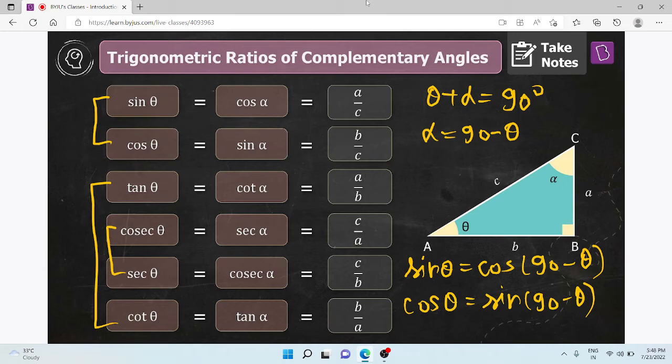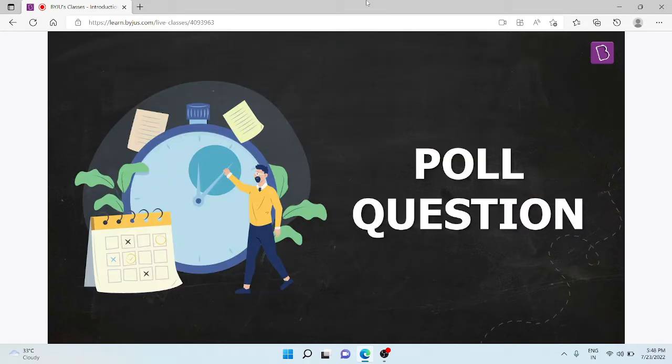Okay, so students, let's solve some questions from this topic. Our first question is a poll question. Students, it's time for all of you to solve a question by yourself. Solve this question quickly and choose your answer. You have 45 seconds to solve this.